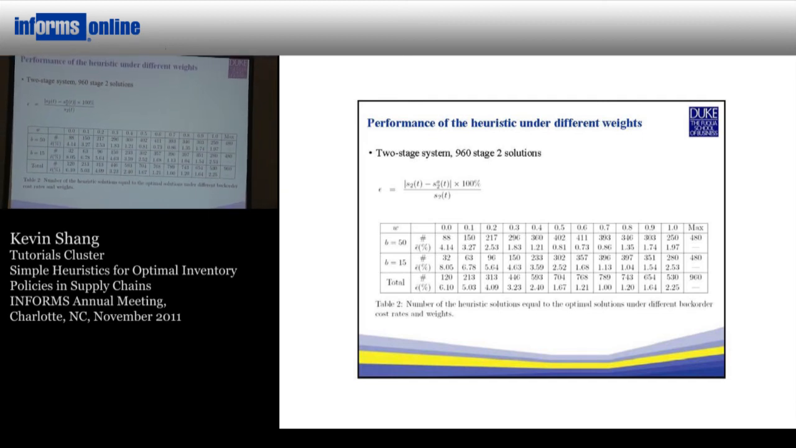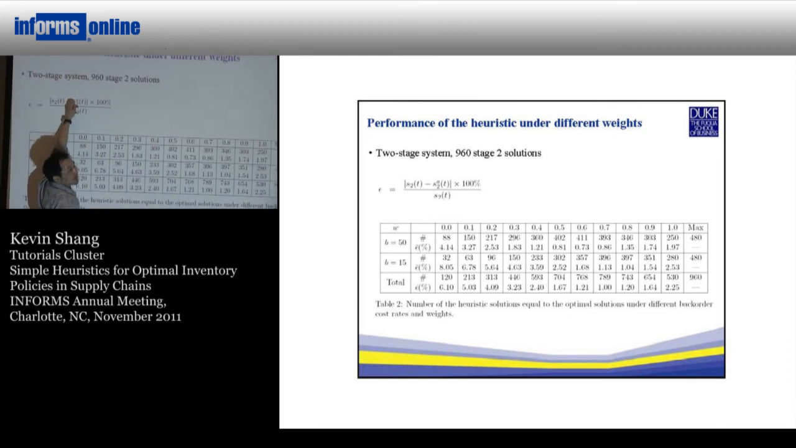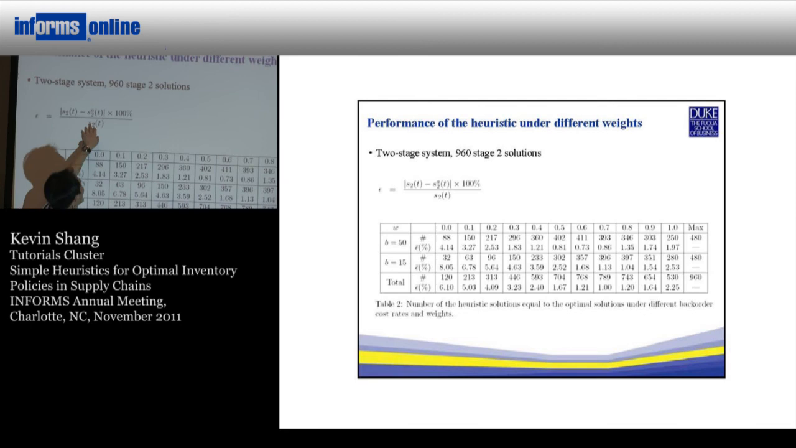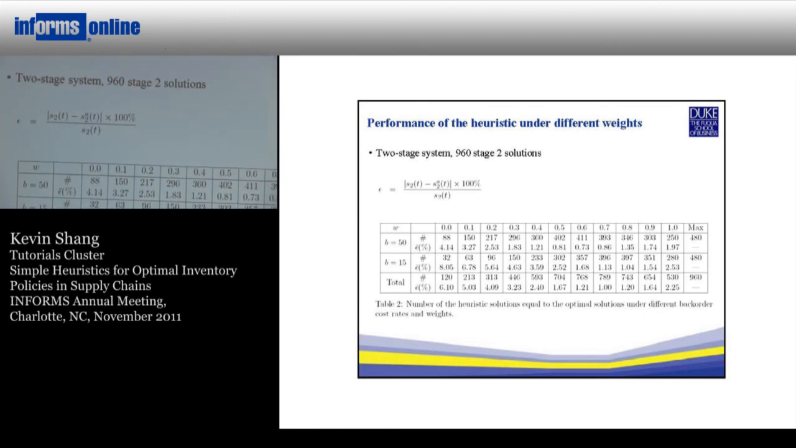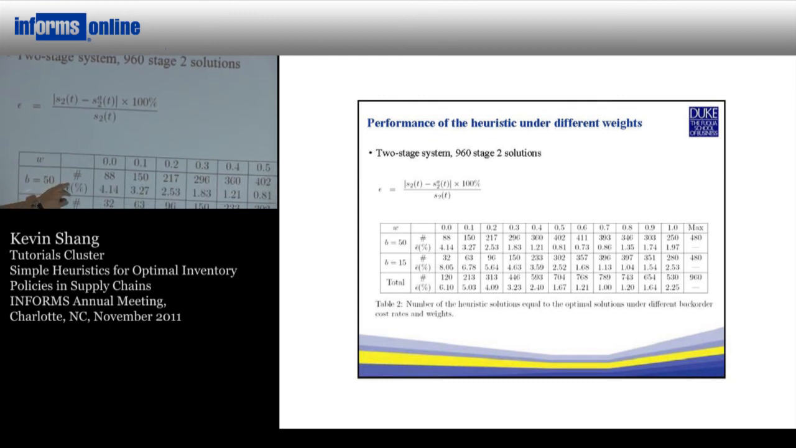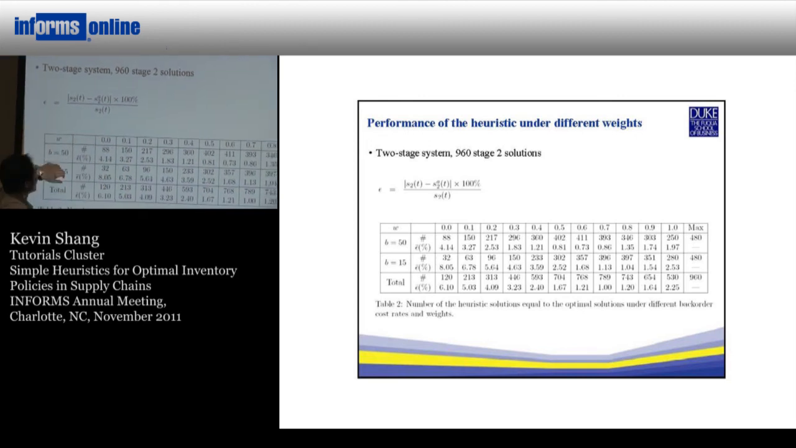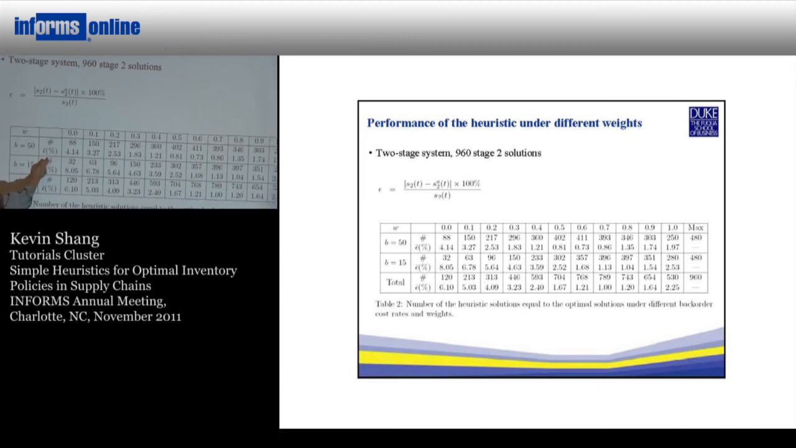Here is a two-stage example. The total number of instances is 960, and we are just focused on the stage 2 solution itself. We define the error as the exact optimal minus this approximation, divided by the optimal solution. As you can see, this number shows how many optimal solutions you can generate by changing your weights, and this is the average percentage error.